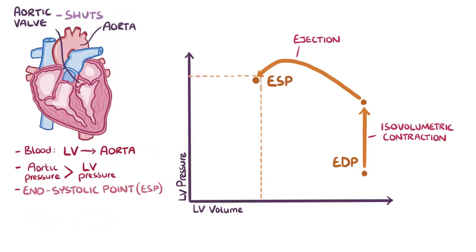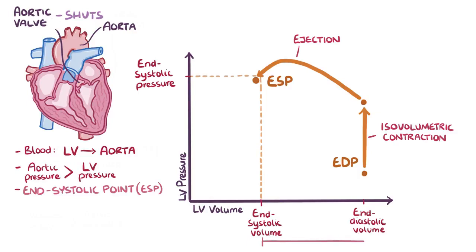end systolic point. So to continue our theme of really imaginative names, the pressure in the left ventricle at this point is called the end systolic pressure, and the volume in the left ventricle at this point is called the end systolic volume. Now I know what you're thinking, that's all too exciting, but if you think that's exciting, then get this. The difference between the end diastolic volume and the end systolic volume is called the stroke volume.